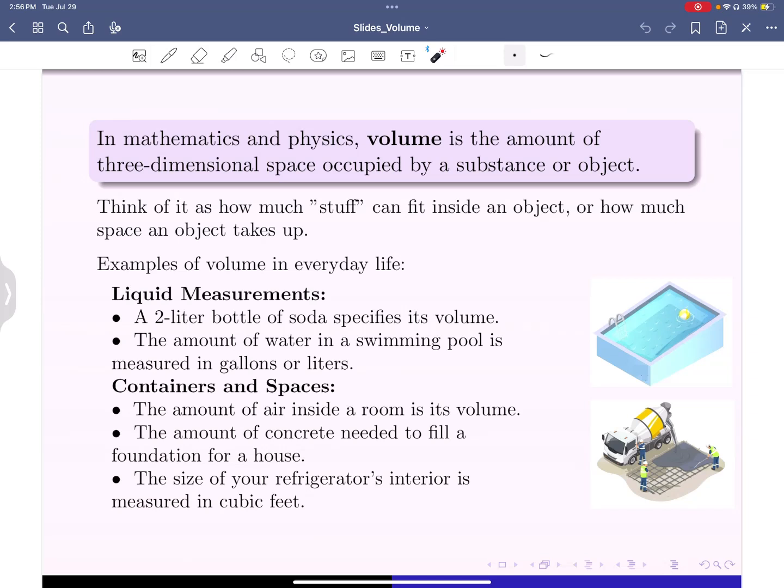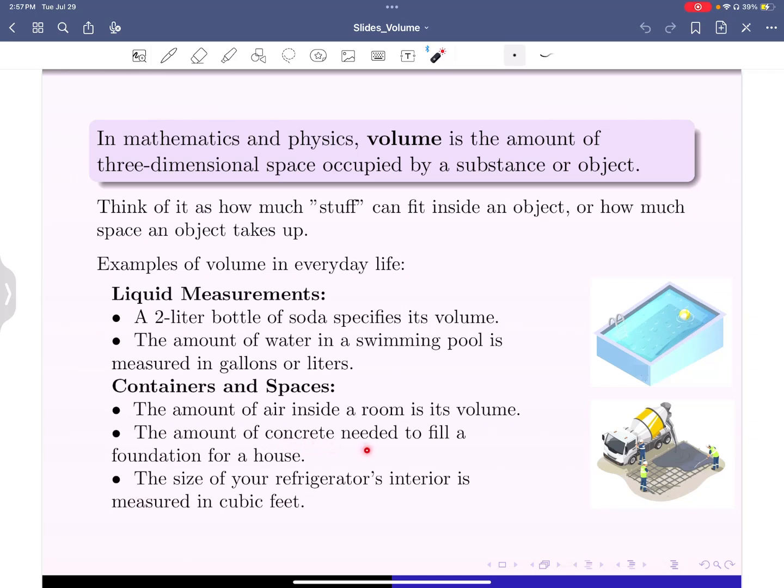So volume is stuff that is inside. Think of it as how much stuff can fit inside an object, or how much space an object can take. Examples of volumes would be a 2 liter soda, the water in a swimming pool, or the amount of air needed in a room. That also is volume.